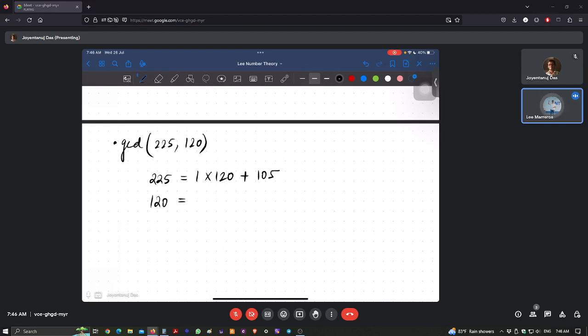120 would be equal to 1 multiplied by 105, plus a remainder. No, you are dividing 120 by 105, right? Oh yeah, 1 times it again 1. The remainder will be 15.